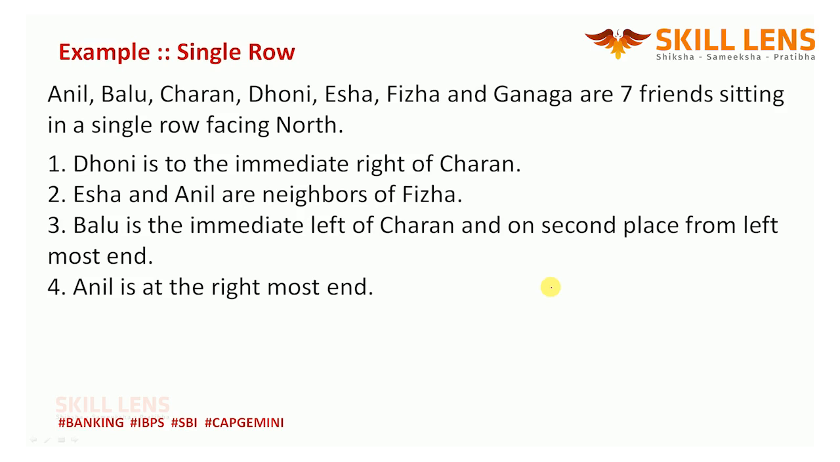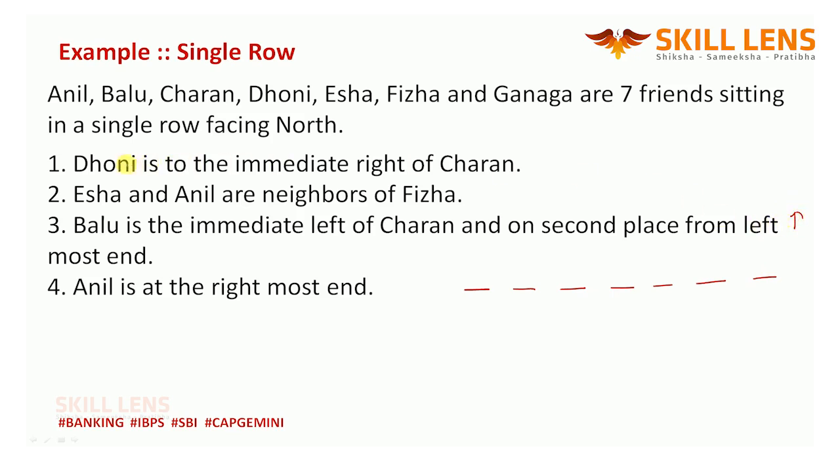There are 7 friends: Anil, Balu, Charan, Dhoni, Isha, Fizia, and Ganga, sitting in a single row. So let me call them A, B, C, D, E, F, G. After that we have information. So try to take 7 positions: 1, 2, 3, 4, 5, 6 and 7. When you have the definite information, you can actually place them. If you don't have the definite information, keep that point in your mind.